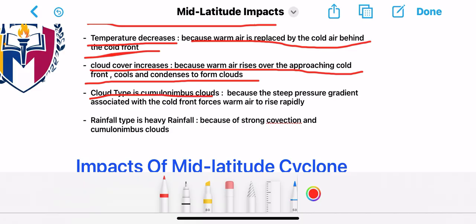Then we say cloud type is cumulonimbus cloud. Remember, when warm air is uplifted rapidly on a steep pressure gradient, it will result in clouds which result in heavy rainfall, and we call them cumulonimbus clouds. However, when it rises over a gentle pressure gradient, it will result in nimbostratus clouds, which result in what? Gentle or soft soaking rainfall. Okay? Cloud type is cumulonimbus cloud. Why? Because the steep pressure gradient associated with the cold front forces the warm air to rise rapidly.